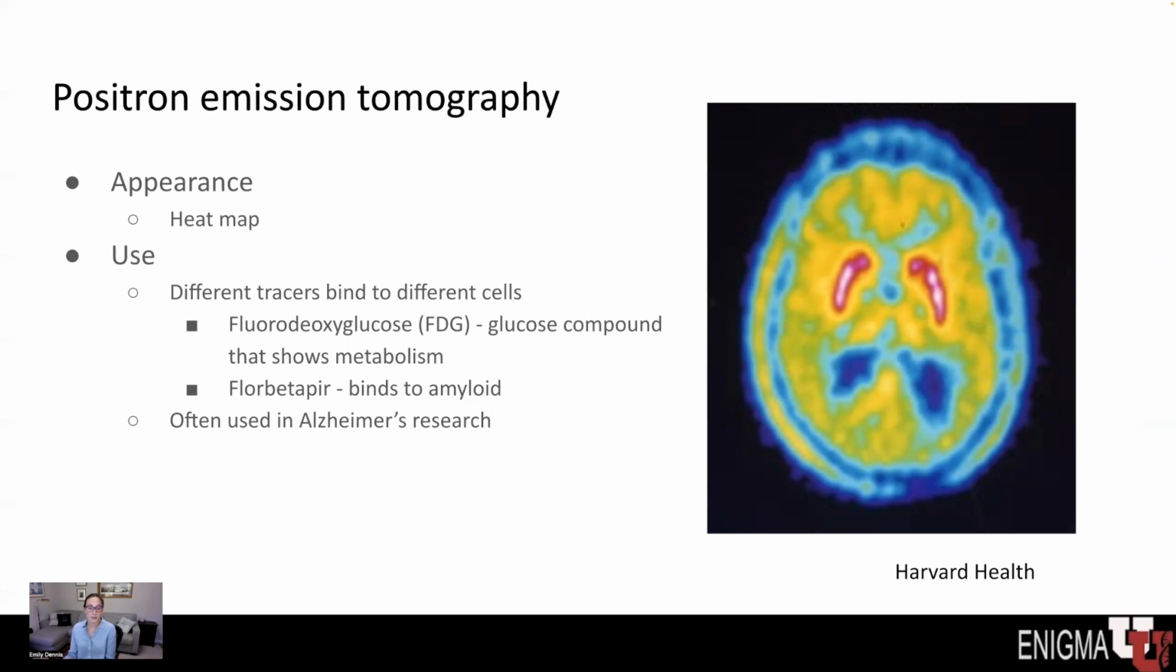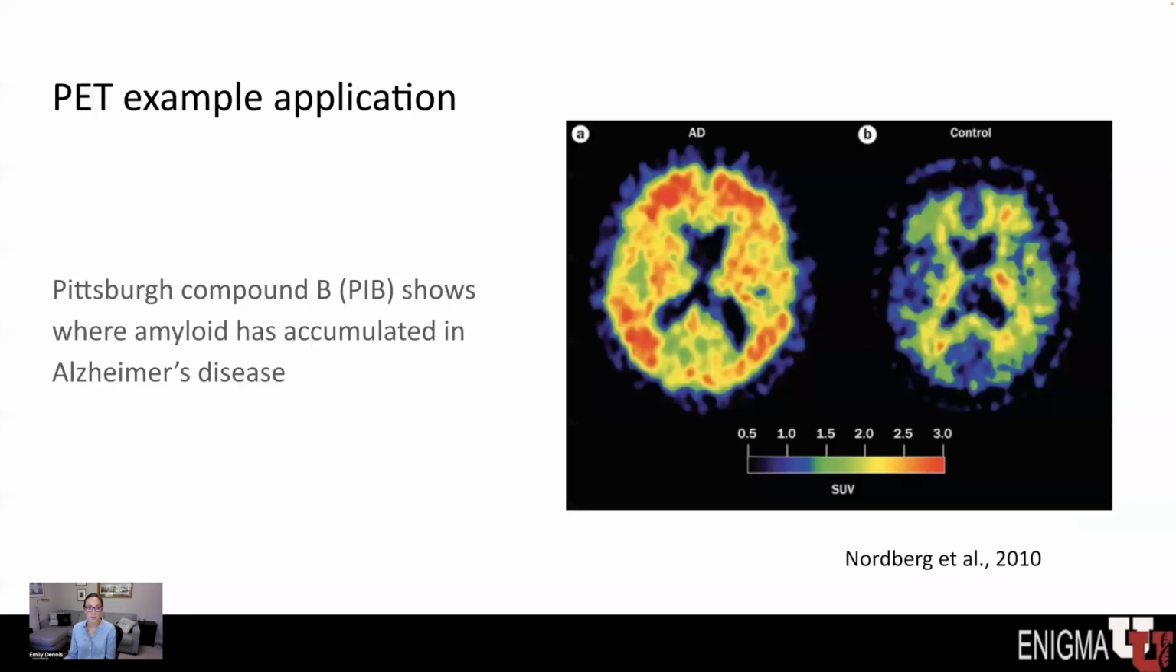Another one that is used quite often is fluorobeta-PIR. This one binds to amyloid, which is of particular interest in Alzheimer's research. An example application here from Alzheimer's disease, using a different compound that binds to amyloid, Pittsburgh compound B, or PIB. This shows where amyloid has accumulated in Alzheimer's disease, which is pretty extensive compared to a healthy control.